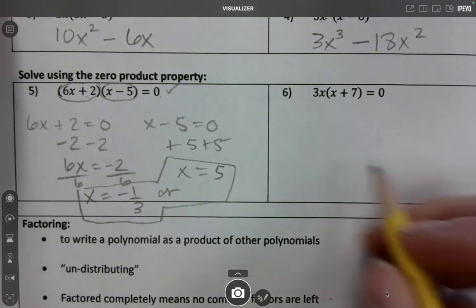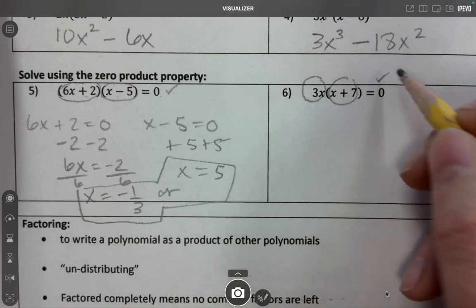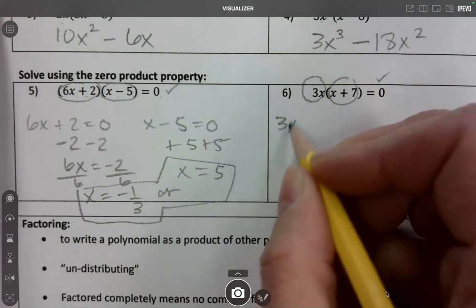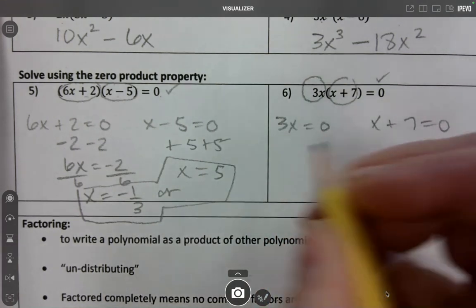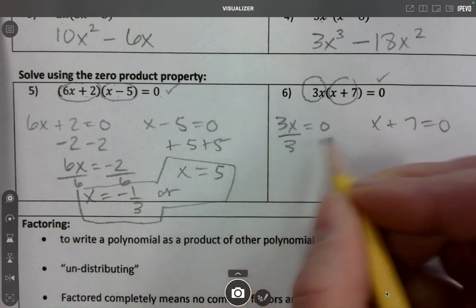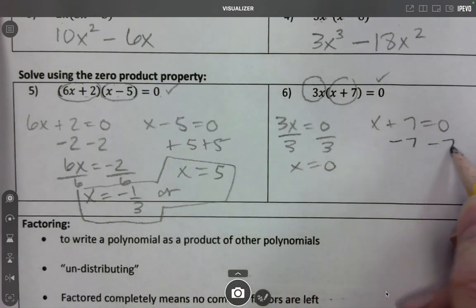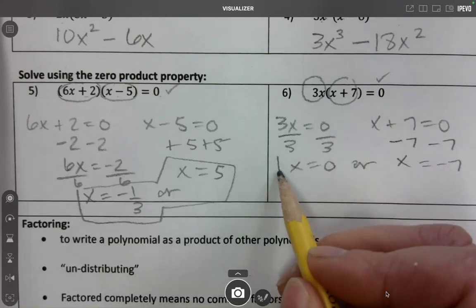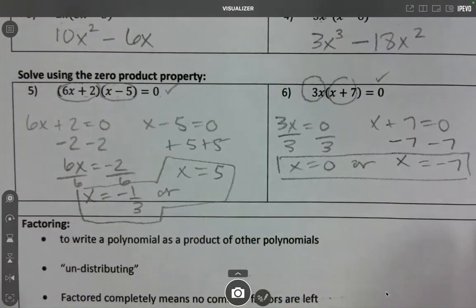The second one, I'm multiplying a 3x times an x plus 7. It's equal to 0 again, so we can do zero product property. That means either my 3x is equal to 0 or my x plus 7 is equal to 0. So for 3x equal to 0, we divide both sides by 3. For x plus 7 equal to 0, we subtract 7 on both sides. So x is 0 or x is negative 7. So this is just a little review.